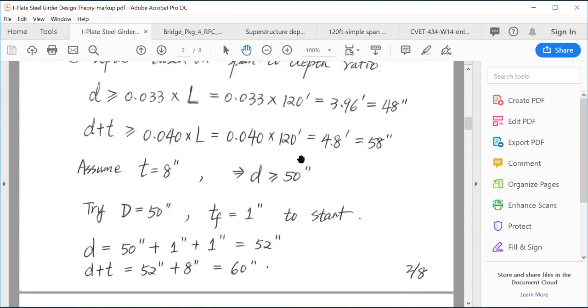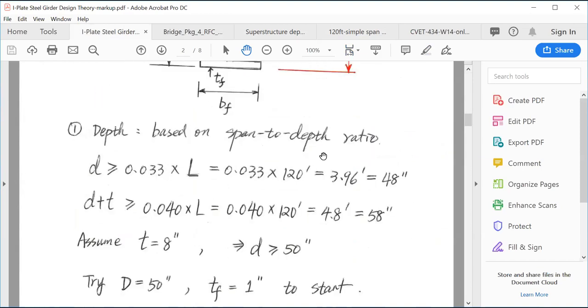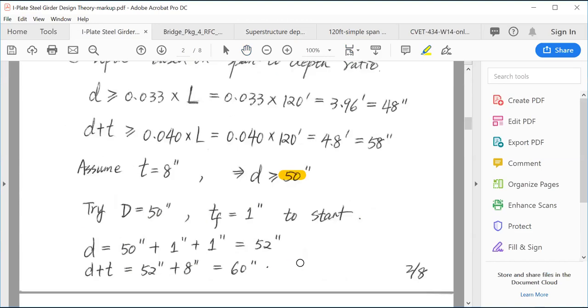we can start with some trial section size. So we assume that the concrete deck equals 8 inches. So we get the minimum depth D needs to be 50 inches. And based on that 50 inches, okay, so I have a starting point.